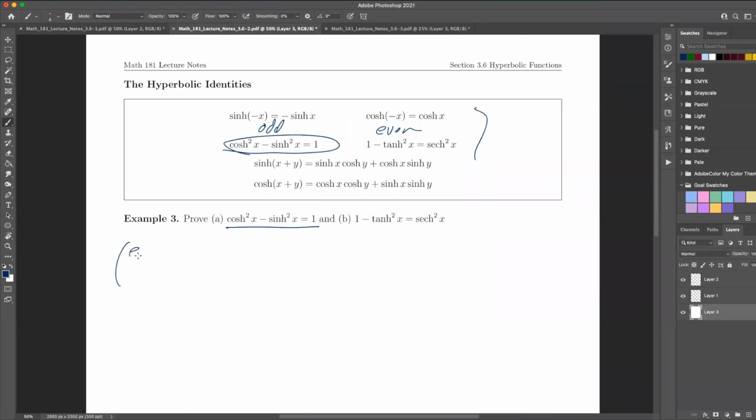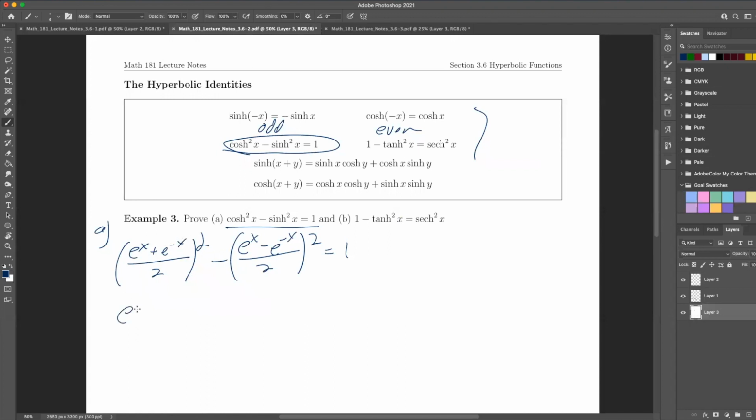So we're going to have e to the x plus e to the minus x over 2 squared minus e to the x minus e to the minus x over 2 squared. And we're going to just set that equal to 1. We're going to do the first one. Let's go ahead and pull in that 2, and pull in that square. Now notice I've got to be very, very careful here.